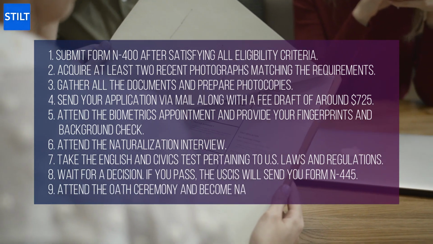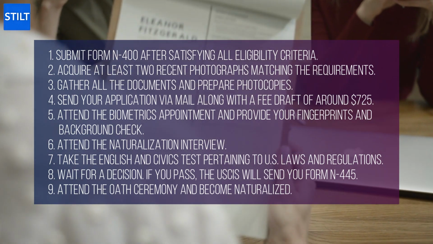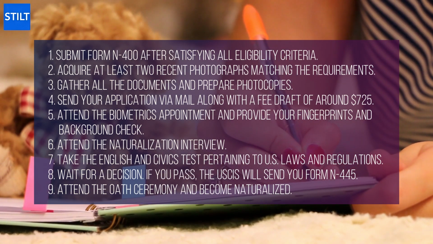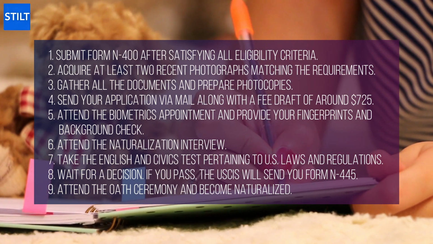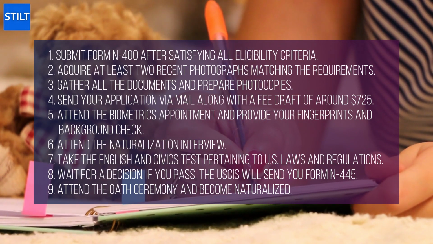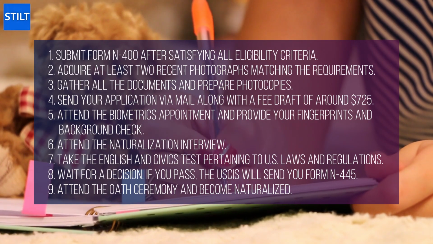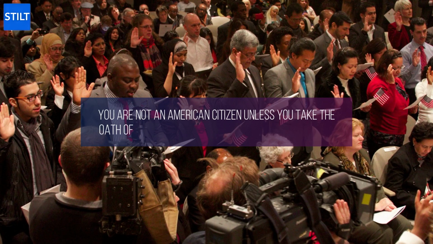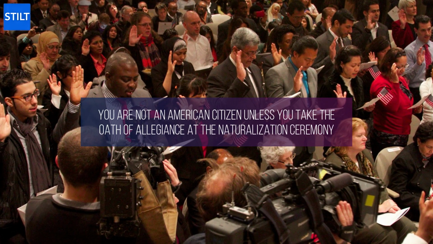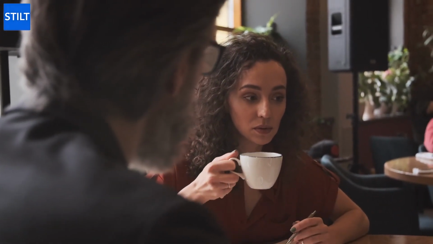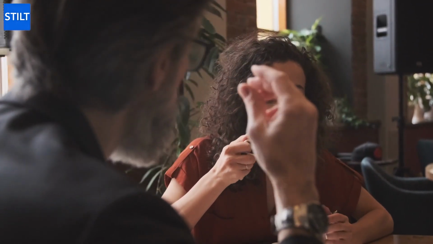Attend the biometrics appointment and provide your fingerprints and background check. Attend the naturalization interview. Take the English and civics test pertaining to US laws and regulations. Wait for a decision. If you pass, the USCIS will send you Form N445. Attend the oath ceremony and become naturalized. You are not an American citizen unless you take the oath of allegiance at the naturalization ceremony. Therefore, it is highly important, and the experience will be memorable and rewarding. If you have any questions or concerns, you should seek legal advice with a registered attorney in your area.